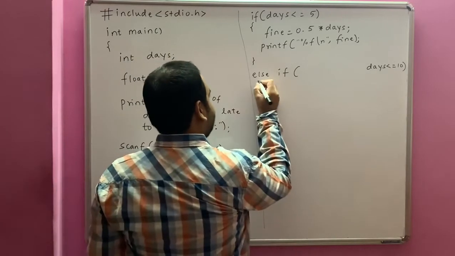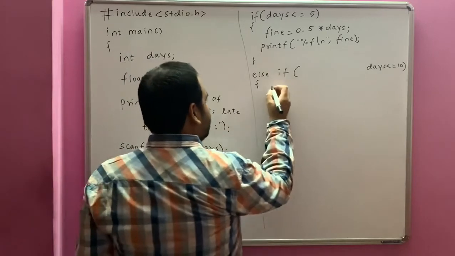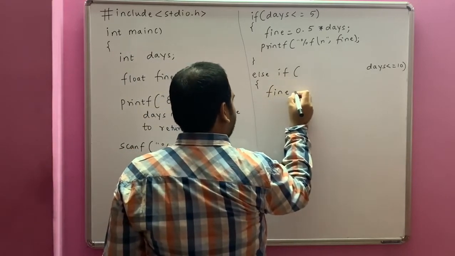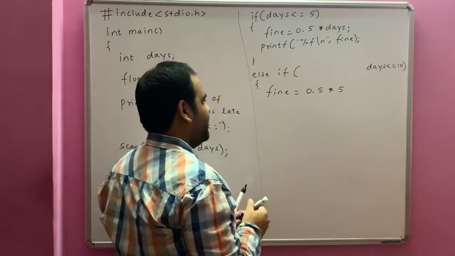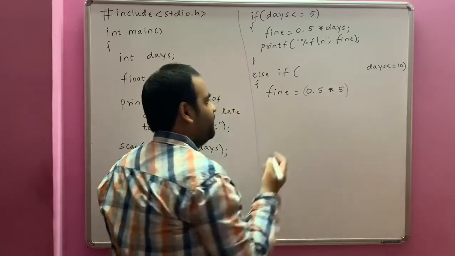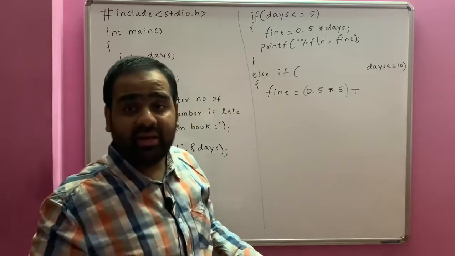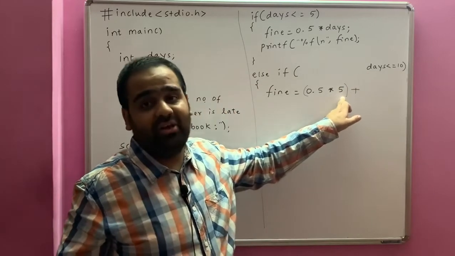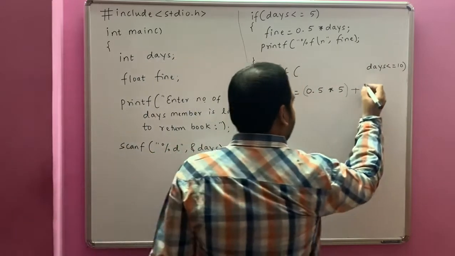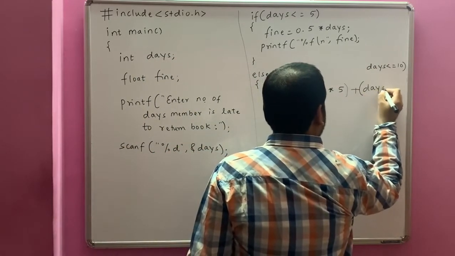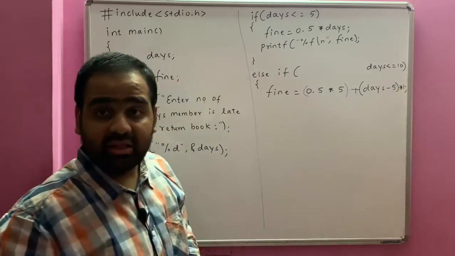What is the fine? Now, for the first 5 days, you have paid already 50 paisa. Therefore, I can write here fine is equal to 0.5 into 5 because for the first 5 days, we have already paid 50 paisa per day. Plus, what are the remaining days? Remaining days is 7 minus 5. It is 2 days. Why 7? Because the number of days is 7. Hence, I could write over here days minus 5 into 1.